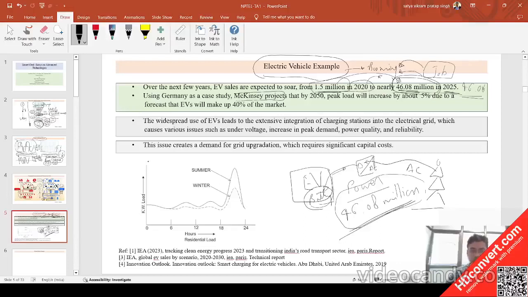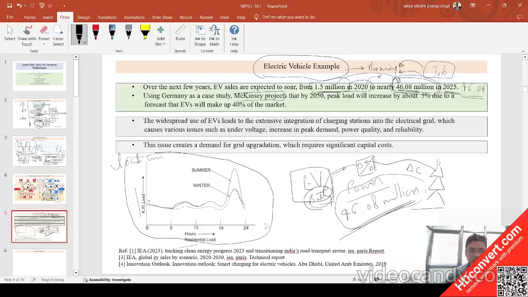Here I have shown one graph. This is a load curve. What do we mean by a load curve? It is the power versus time curve I have plotted. This is hour 0, this is hour 6, 12, 18 and 24, the time duration of a particular day. This is the power consumption of a residential load, shown during the summer and the other during the winter.